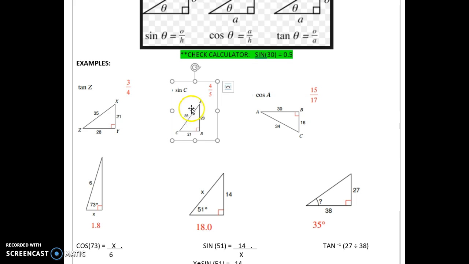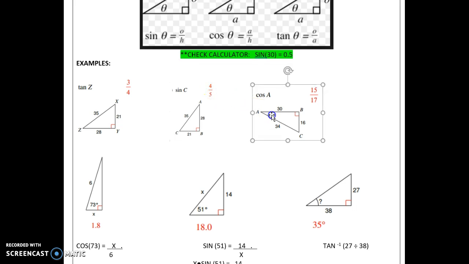Again, a review of sine. Remember, if we're looking at this angle measure of C, C is right here. Sine is opposite over hypotenuse. Opposite is 28. Again, I would write the opposite next to this number right here. The hypotenuse is always across from the right angle. That's 35. 28 over 35 simplifies to 4/5.